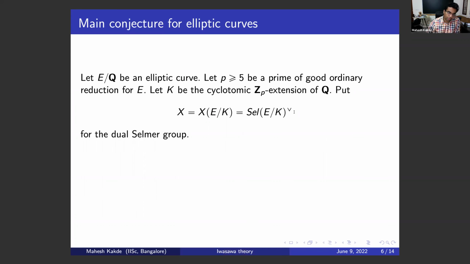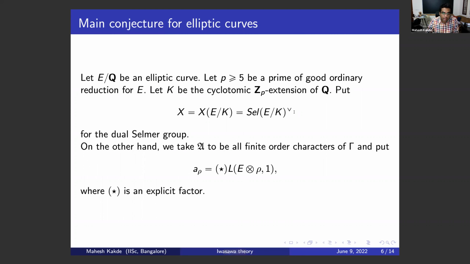Okay, so on one hand, you have this arithmetic object to which you can attach a characteristic element because you know that it's torsion, and on the other hand, you take what is your A? You take this to be all finite order characters of your Gamma. So this is what I was saying, that if you take A to be this particular thing, again it's dense. And the values are these values of L-functions attached to rho, attached to E twisted by rho. Okay, so these are the L-functions of E twisted by rho, and you evaluate them at 1.